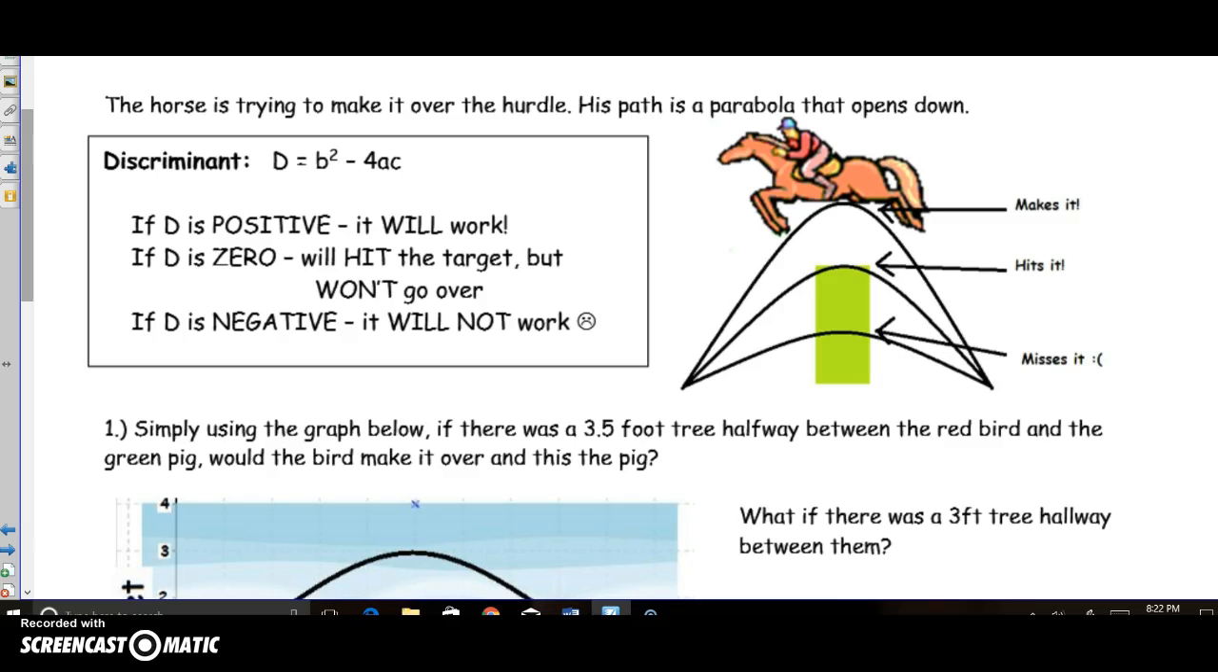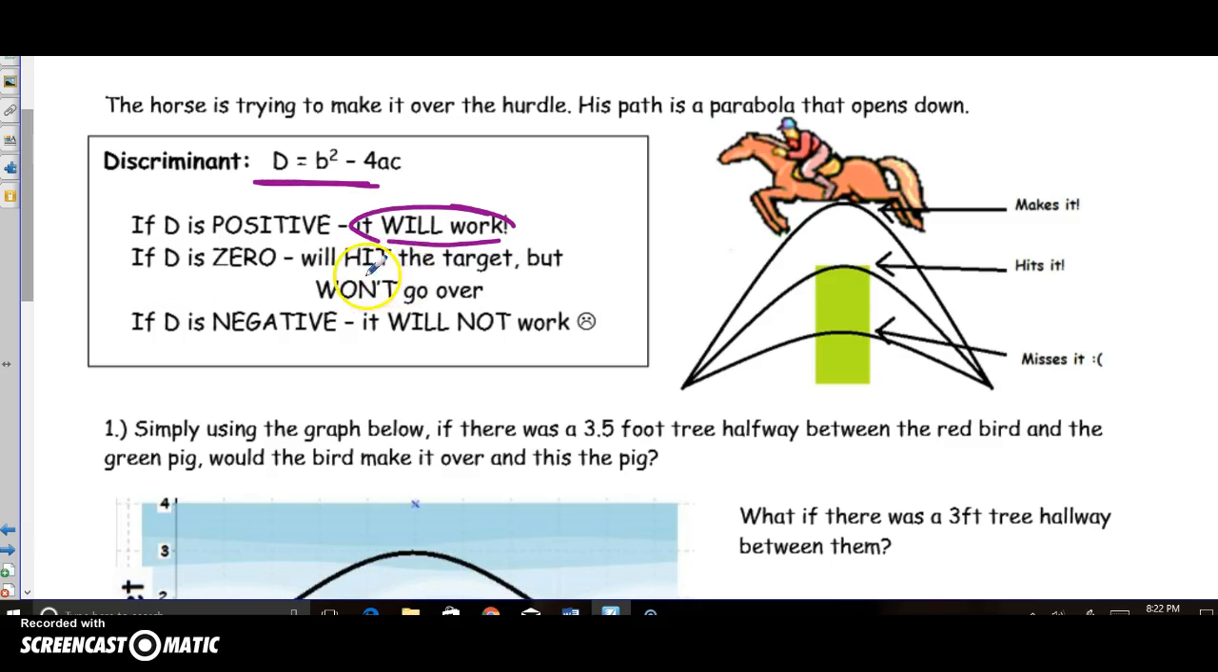So we have a couple things that could happen. One example I have is this horse jumping over a hurdle. Notice that it has a parabolic shape. If we look at the discriminant and solve what's actually going on, if the discriminant is positive, we get two real solutions. That really tells us that it pretty much will work.